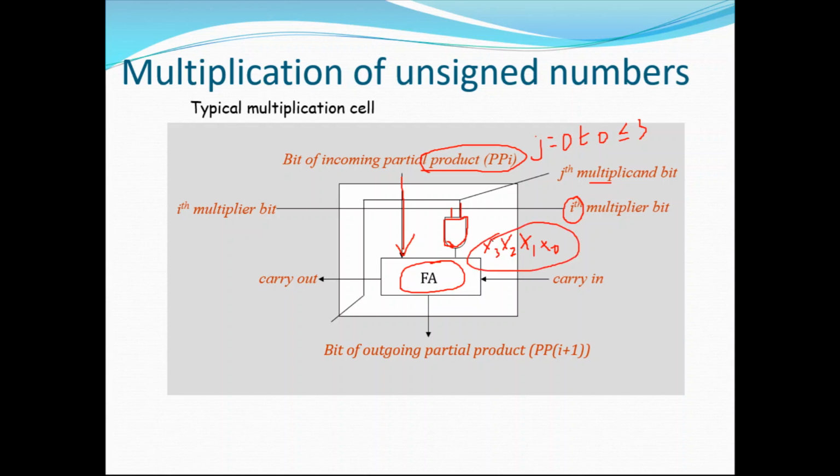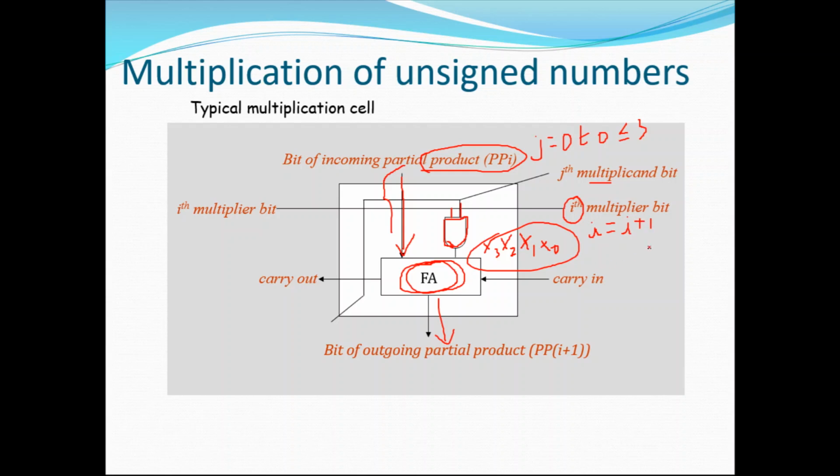This 4-bit input will be added with the partial product using a full adder, and then you will get the partial product for the next stage. This may also lead to a carry. Now this i will be incremented, i is equal to i plus 1. So it is something like two loops, one outer loop and one inner loop.